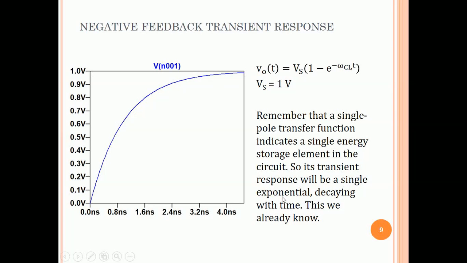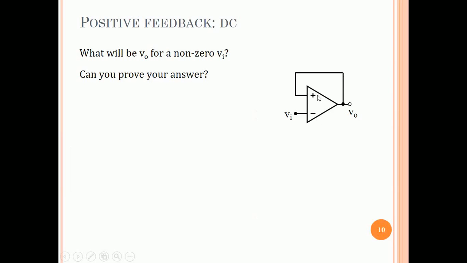Now, let us discuss the same thing for positive feedback. We take the same circuit, but now I have reversed the terminals. We are connecting the output to the positive input of the operational amplifier, and we are applying an input to the negative terminal. Now the question we are asking is, suppose Vi is, let us say, a unit step applied at the input. Let us start with just a DC 1 volt. Suppose I have applied a DC 1 volt to Vi, what will be VO?